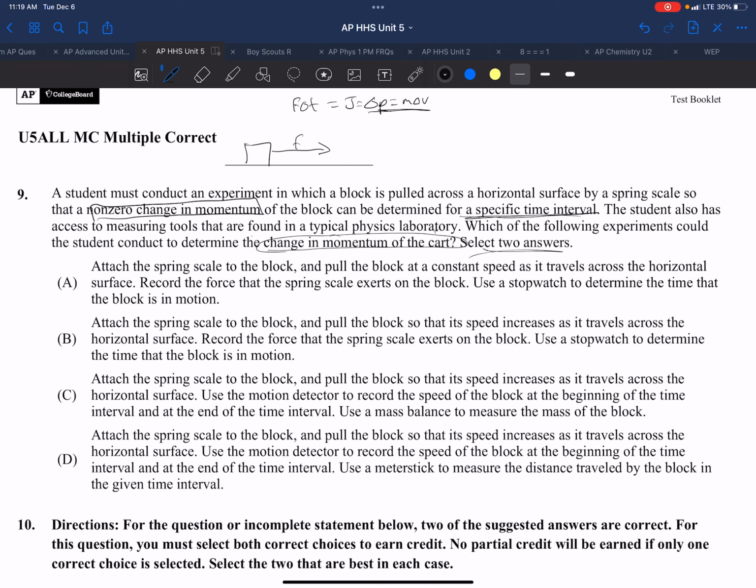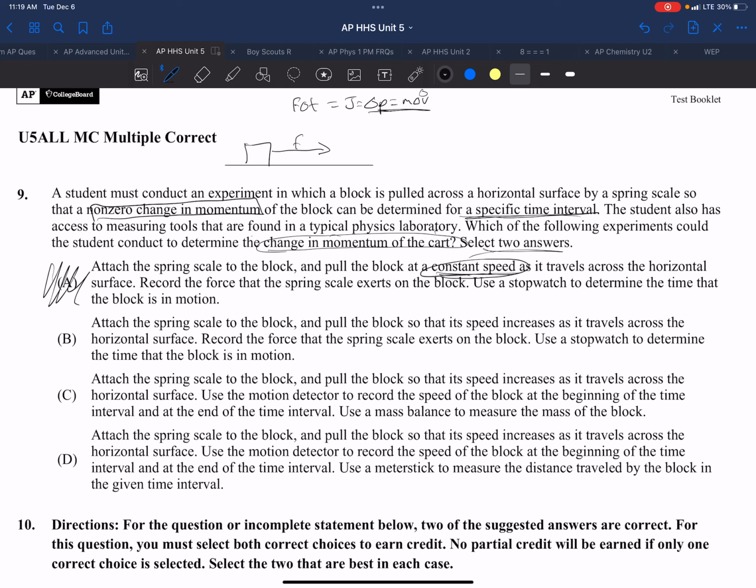Select 2 answers. So we've got a spring scale on the block. Pull it at a constant speed as it travels across the horizontal surface. Well, if there's a constant speed, then delta v is 0, and the change in momentum would be 0. Not possible to get a non-zero change in momentum.